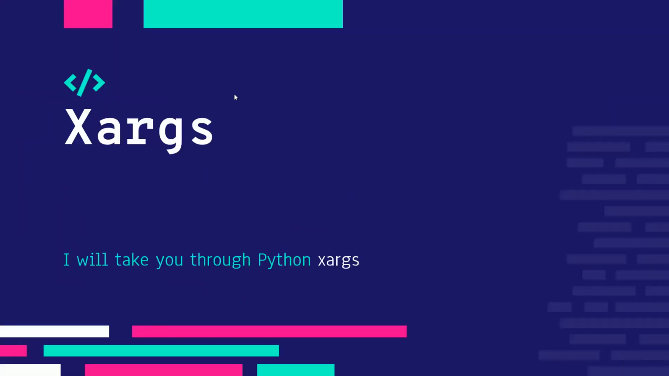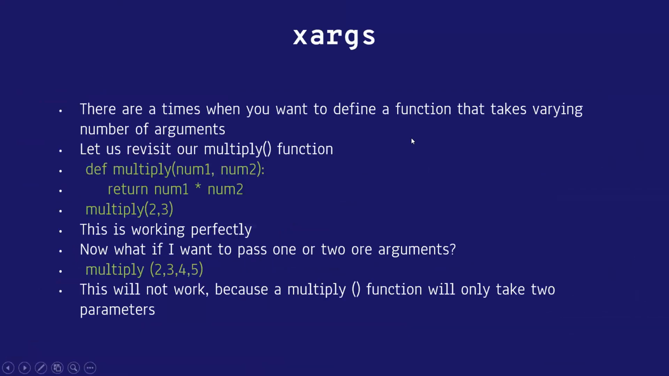So I want us to look at *args, whatever this is. There are times when you want to define a function that takes a varying number of arguments. Let us revisit our multiply function, where we had defined a function called multiply. The name of the function was multiply, and then we have two parameters, number1 and number2. Return number1 times number2.